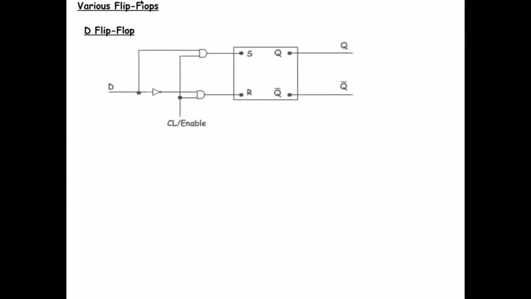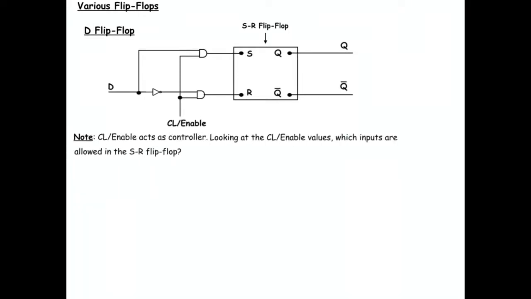So when the controller signal is 1, we have the true value going to set and the complement going to reset. However, when the controller value is 0, whatever else is going into the AND gate is zeroed out. So when the controller or the clock is 0, that is when we will get the situation where both S and R are 0. Any questions about that?